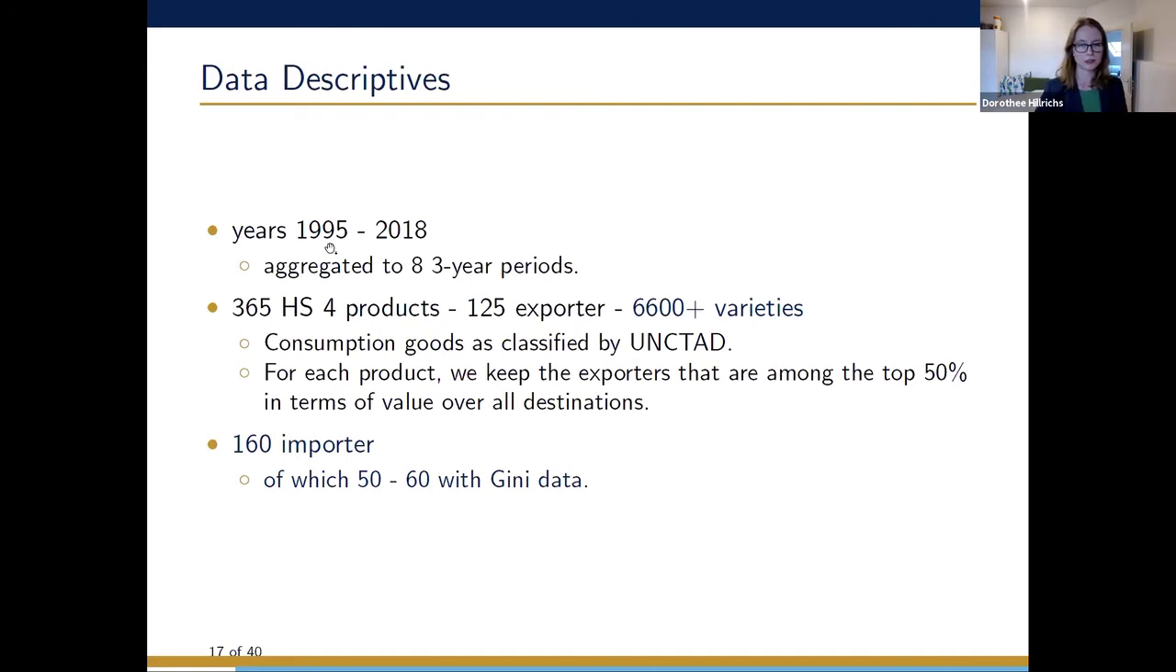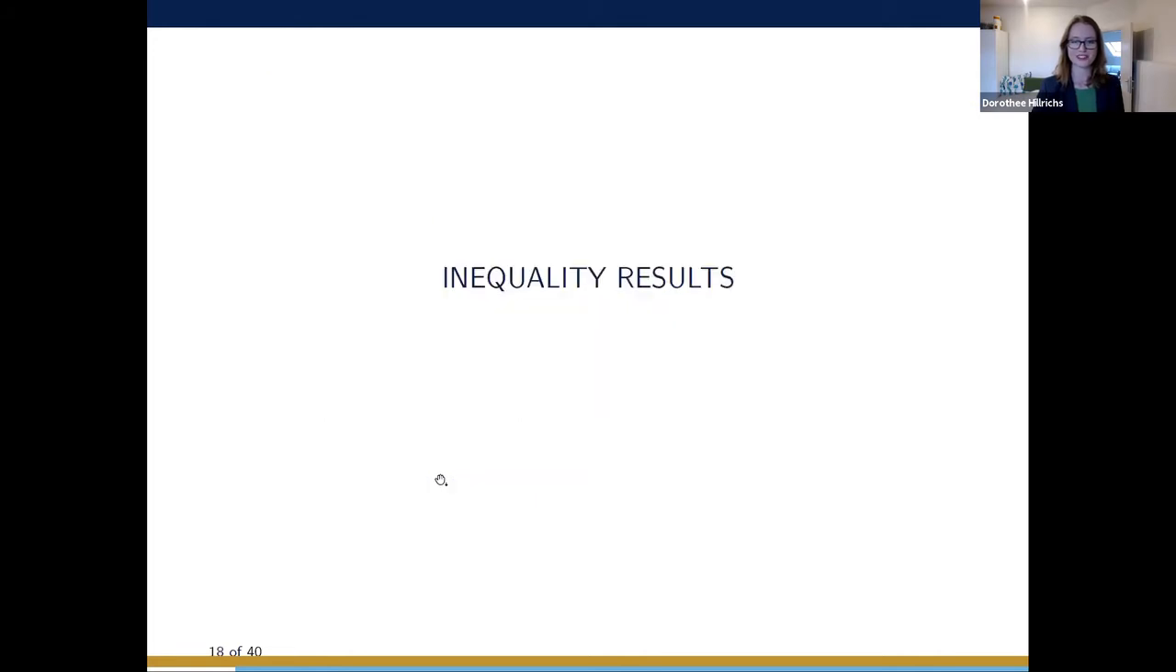So we have this time period, and in total we have more than 6,000 varieties that we can use, that we have to classify at first, and then we use the imports of those different varieties to recover inequality. And so in total we will get inequality estimates for more than 160 countries, by which we extend the data with almost 100 countries per period.